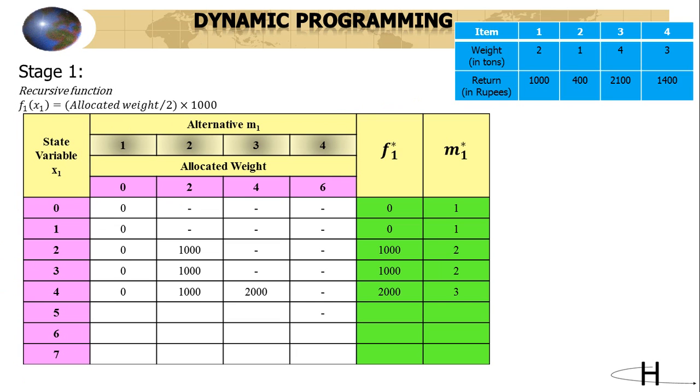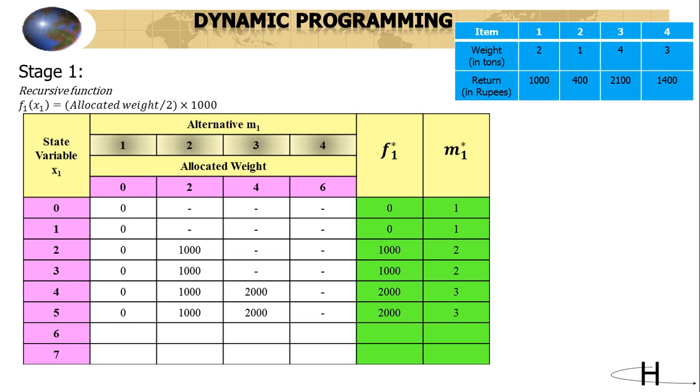Similarly, for state variable x1 equal to 5, the recursive function values with respect to allocated weight 0 will be 0, for 2 it will be 1000, and for 4 ton it will be 2000. We cannot allocate weight 6 because it will exceed the limit 5. So amongst 0, 1000 and 2000, the best recursive function value is 2000 with respect to alternative 3.